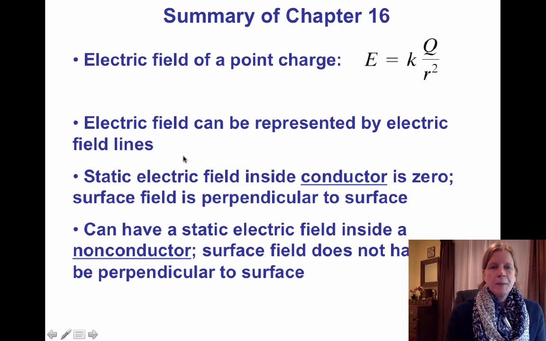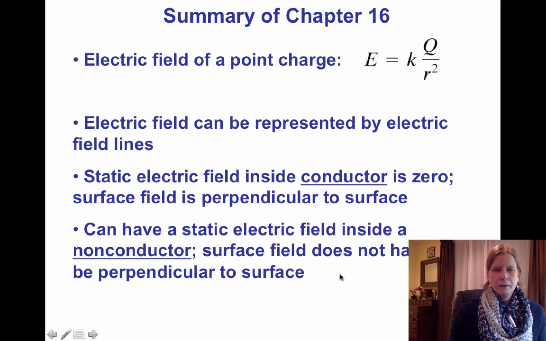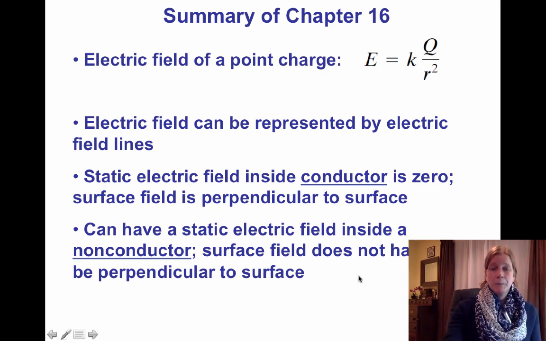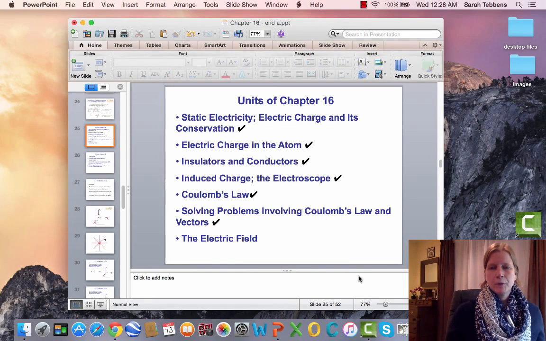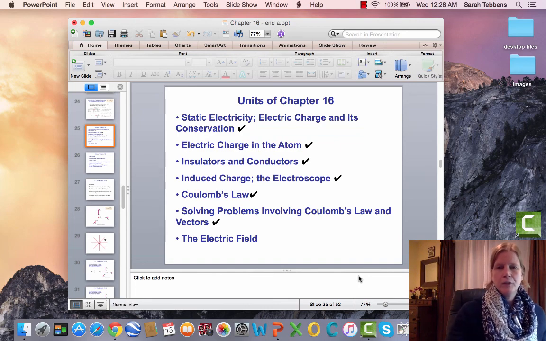And where we finished up, the static electric field inside any conductor is 0. On the surface of the conductor, the field is perpendicular to the surface, but you can have a static electric field inside a non-conductor, and the surface field does not have to be perpendicular to the surface. All right, that's it for chapter 16, and I'll see you soon with chapter 17.